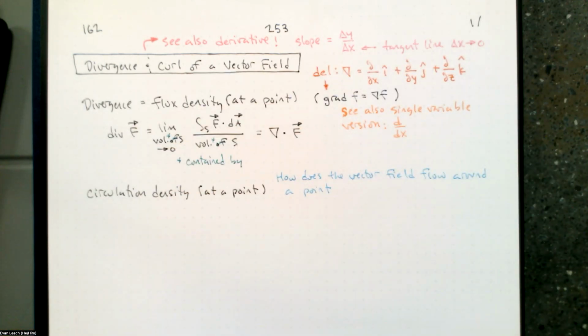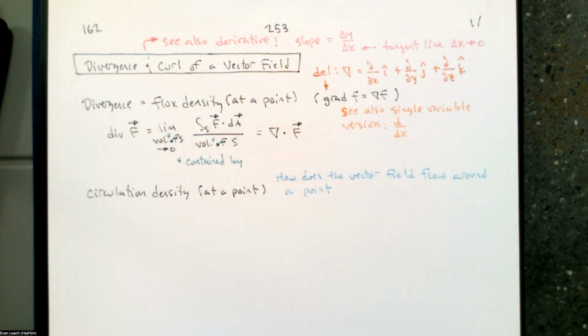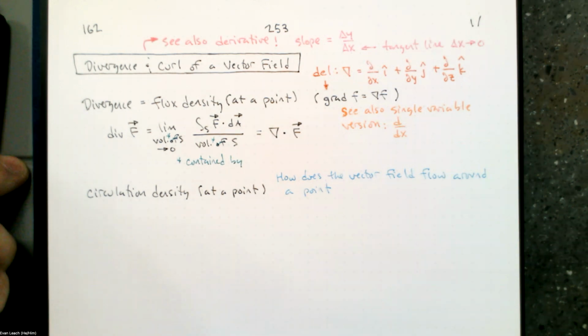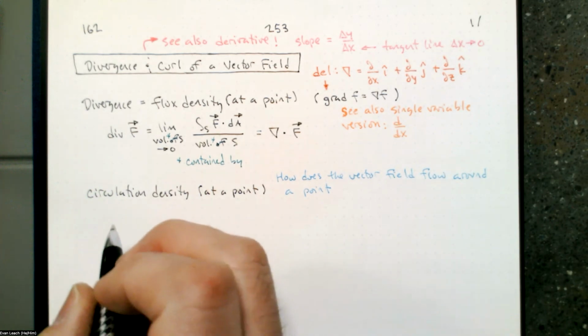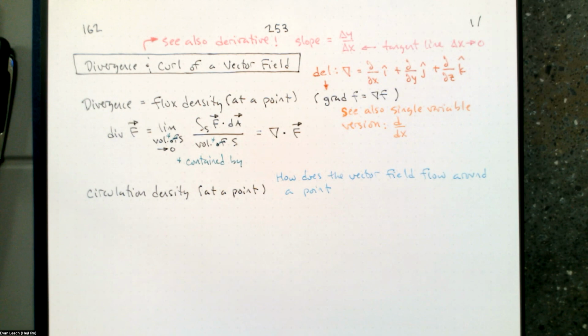Is it a really big vector because the vector field is flowing really hard around a point, or is it a really small vector because it's slowly flowing around a point? This is not a great description, it's just kind of a feeling description. Just trying to get a feel for what's going on. How is the vector field flowing around a point? So our circulation, we're going to look at the circulation around a curve.